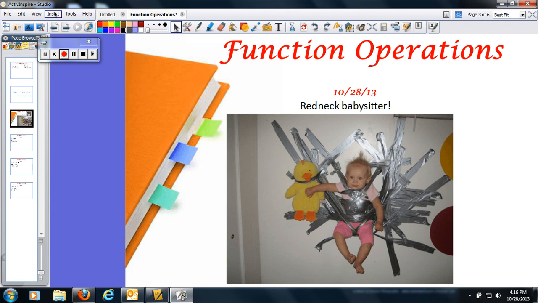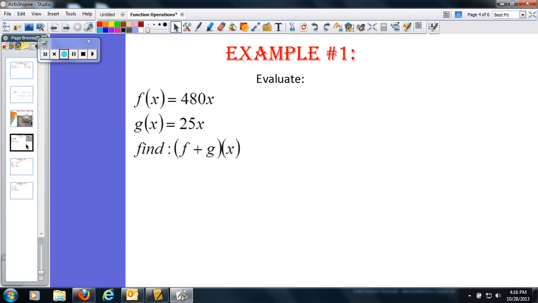We're going to be moving more into functions and what goes with that. Today, we're going to be doing function operations. Basically this is how it's going to look. You're going to have a function f of x, whatever that equals, and then g of x and whatever that equals. And I'm asking you to find f plus g of x. So what you're going to do is just add the two functions together. Okay?